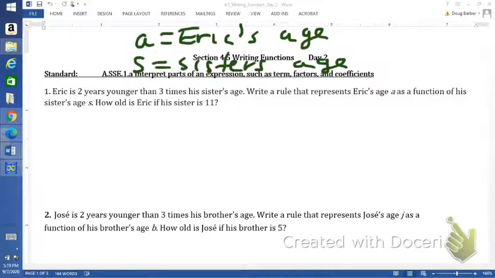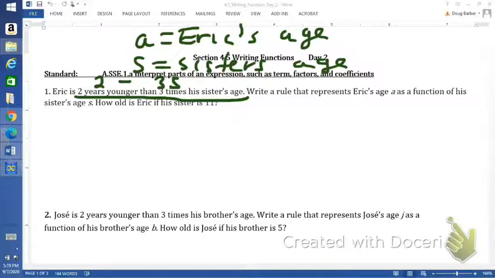Okay, and then it says Eric is 2 years younger than 3 times his sister's age. So 2 years, so 2, and then younger would mean we'd be dealing with some sort of subtraction, and then 3 times his sister's age, so 3S. Okay, now we're ready to write the rule.